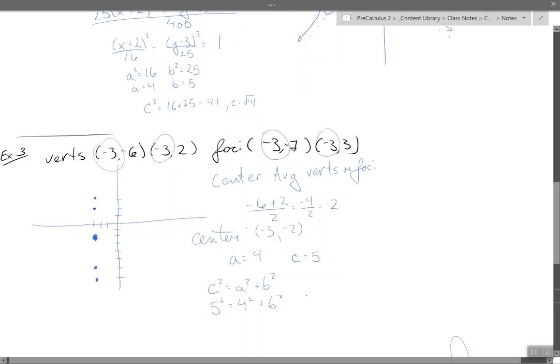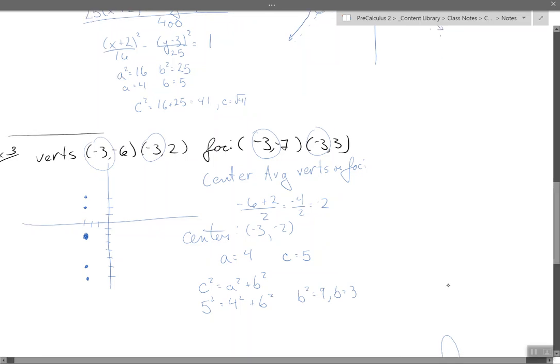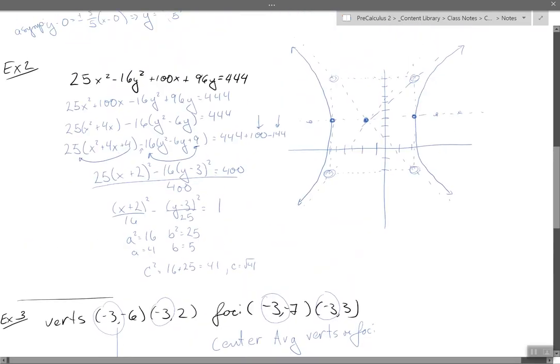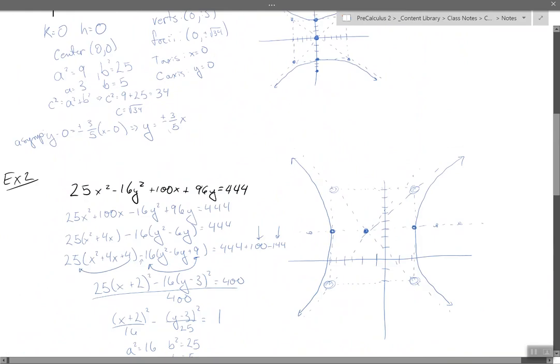So b squared is 9, so b is 3. Again, that's a Pythagorean triple, so hopefully you recognize that. If not, do the math, it works. Now we're ready to write the formulas. So it's going to be the up and down version. So that is the y first version.